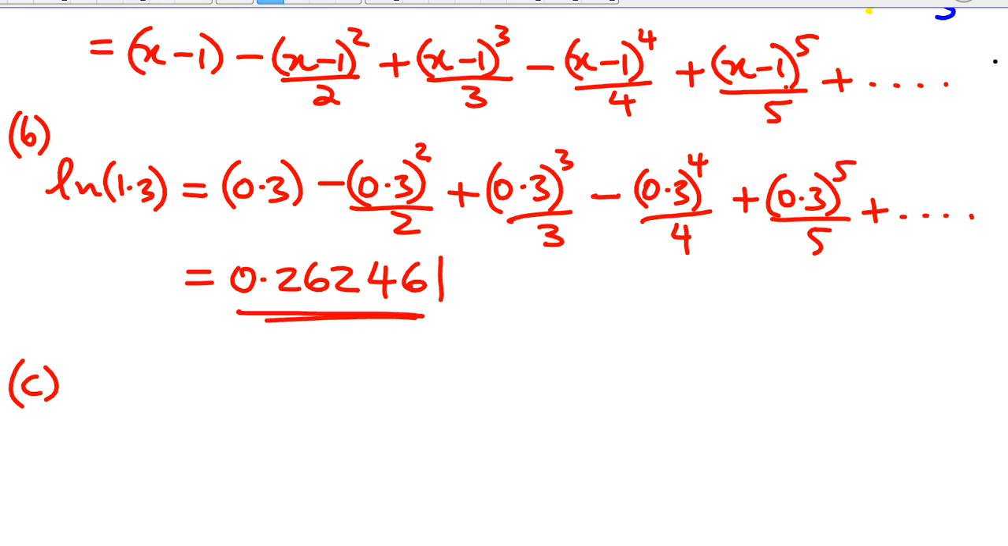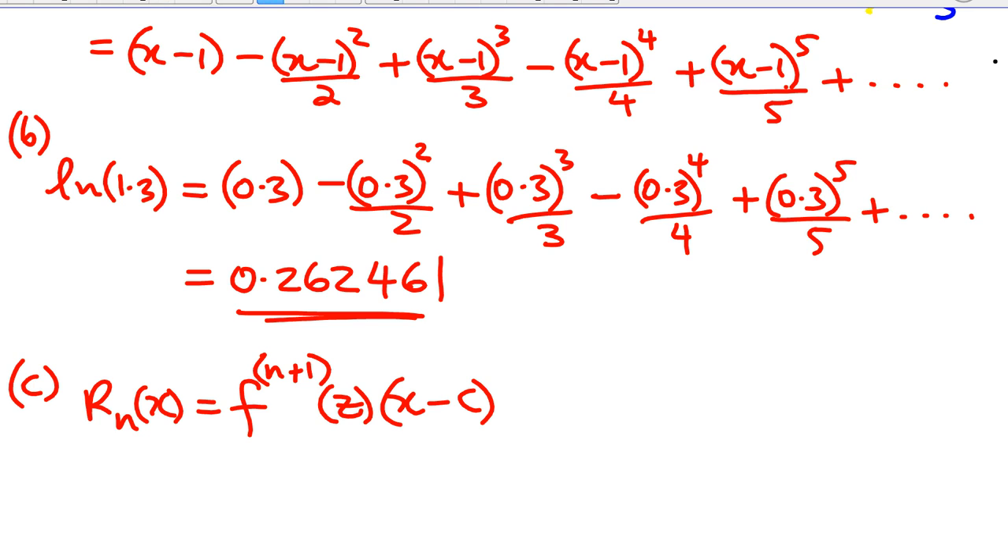Now we know that the error term is given by this formula, and I'll use the one that I have in my videos. The one that you have in your formula booklet is similar, but just with different letters. So as long as you know what you're doing, you should be able to use it correctly.